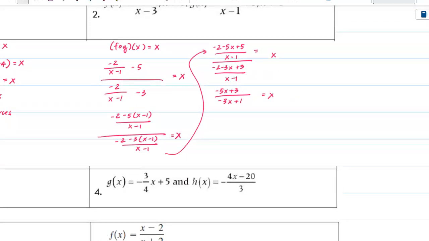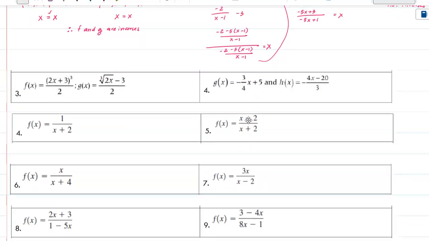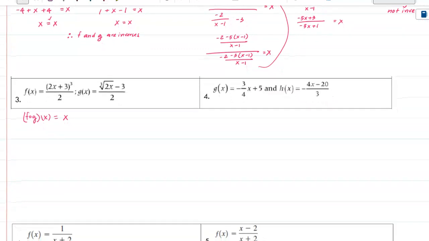I mean, pretty much I could just stop there and say that they're not inverses because one of them is not equal to x. So since f of g of x does not equal x, therefore f and g are not inverses. Okay. F of g of x should equal x if they are inverses.